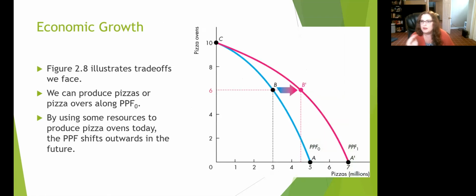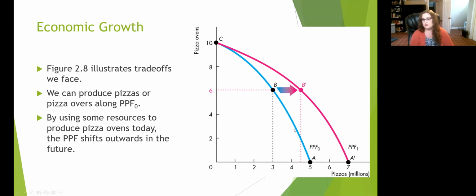Notice the blue line and the pink line. The blue line is this interior line that goes from 10 pizza ovens to 5 million pizzas. Then we have this pink line, which is our second production possibility frontier, which goes from 10 million pizzas to 10 pizza ovens to 5 million pizzas. All right, let's think about it. If we're at this original blue line right here, we could certainly operate on this blue one forever. We could always have 6 pizza ovens and make 5 million pizzas. Always. Yeah, we could totally do that.